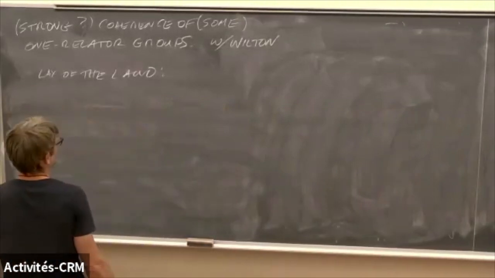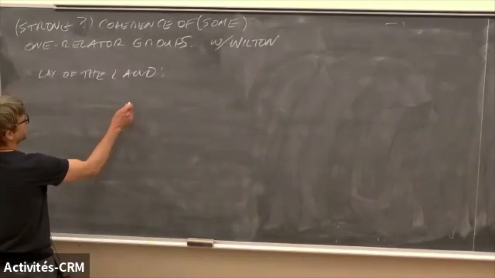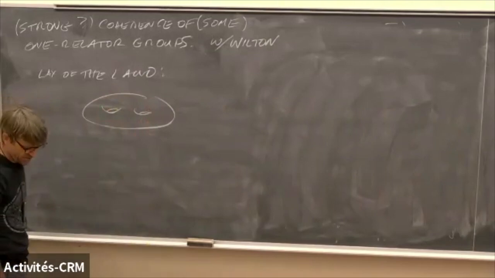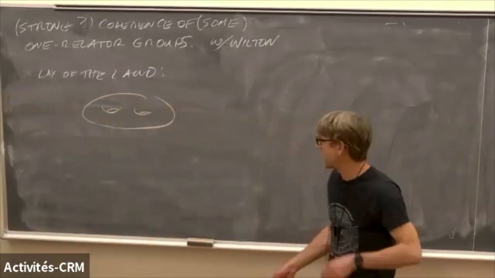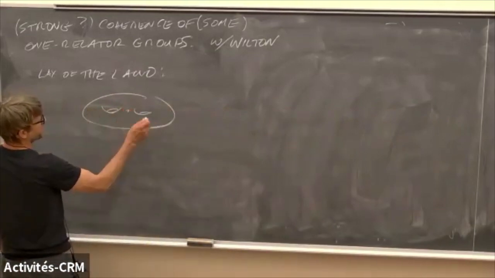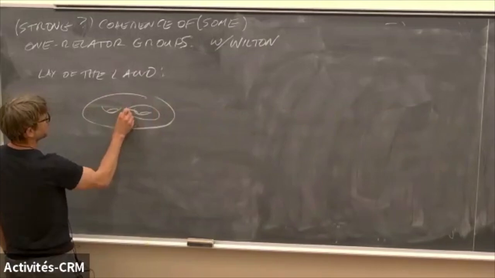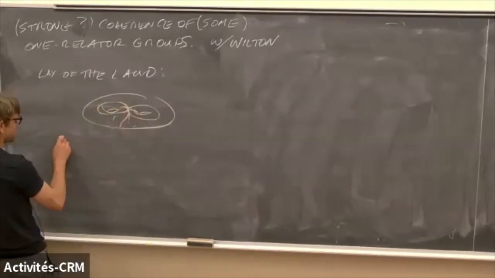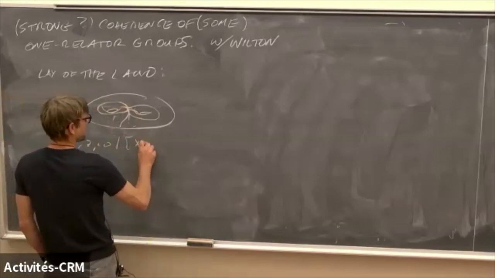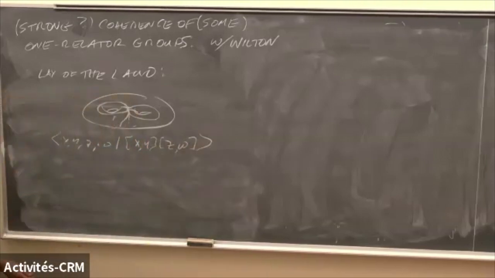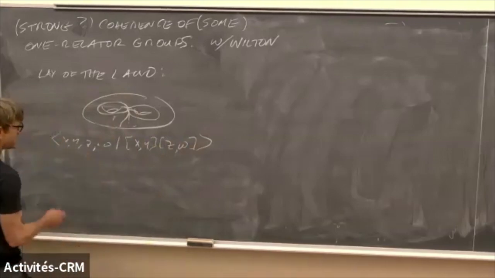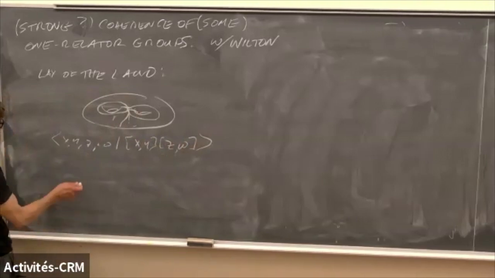So I'm going to start with some examples, and they're pretty simple. So let's start with the genus 2 surface. Of course it's a one relator group, so you do the usual thing. So this is X, Y, Z, W, and you kill the product of commutators. Cool. Okay, and now this thing has lots of subgroups.